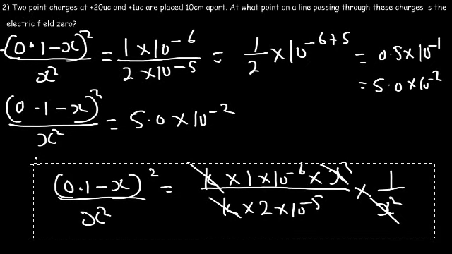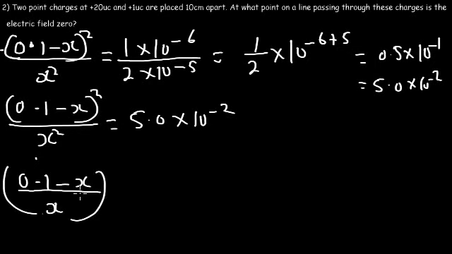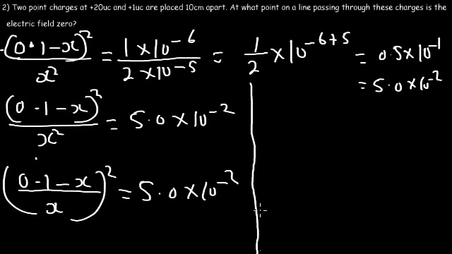Now, what I have at the left hand side are both perfect squares. I can just re-express them as (0.1 minus x) divided by x, then all raised to the power of 2. This is the same thing as this. Keep that in mind. So this is equal to 5.0 times 10 to the power of negative 2. So finally, I would like to take the square root of both sides. Taking the square root of both sides is just like multiplying both sides with an index of positive half. So therefore, the expression can turn out to be, let me rule this so that you won't mix it up.